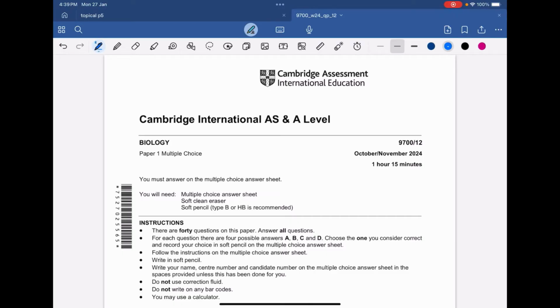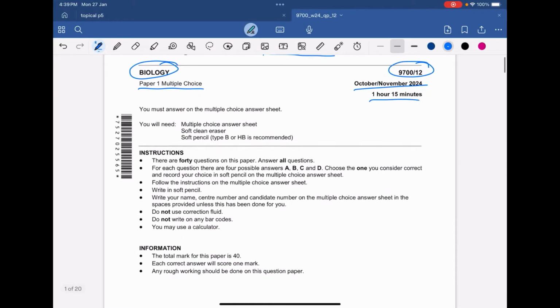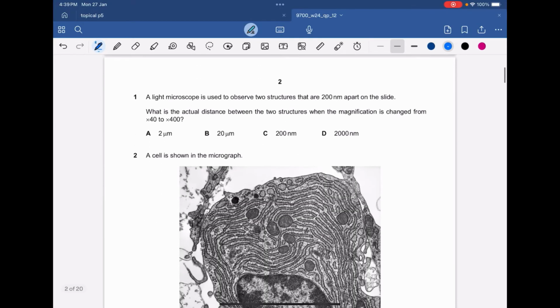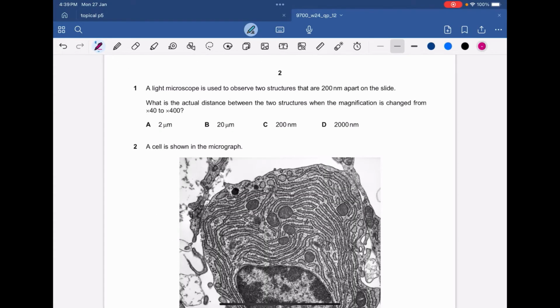Today we will be looking at AS and A level biology paper 1-2, which is of October-November 2024, and this paper is of 1 hour and 15 minutes. Let's start with question number 1 over here.